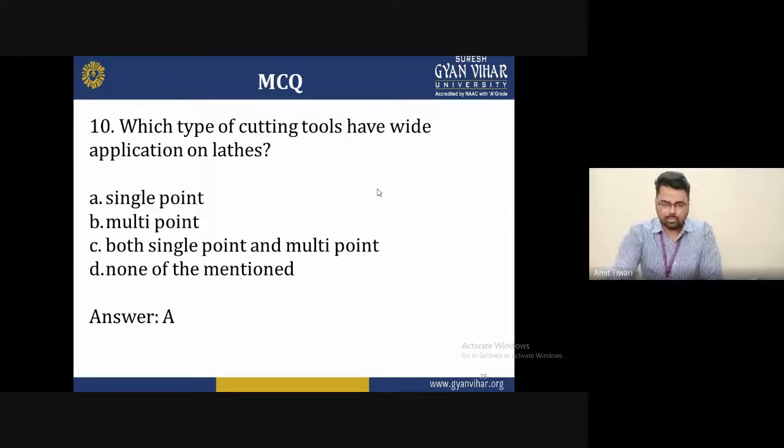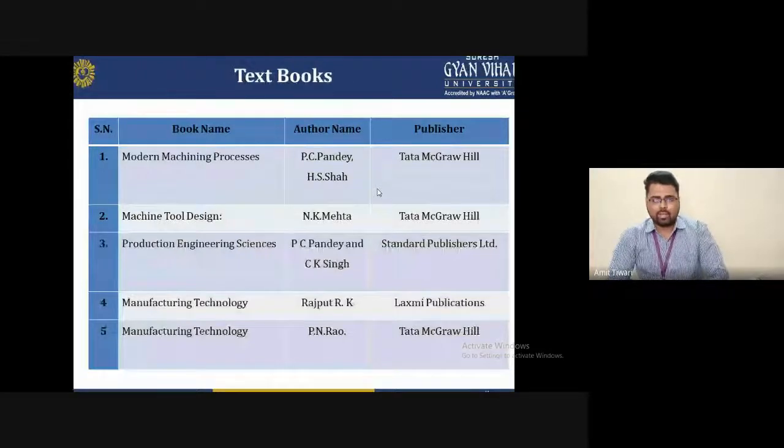These are some questions I asked for understanding the lecture. At the end, these are some books I recommend for reading, making notes, or getting detailed knowledge about this lecture. These are the book names, authors and publishers, all standard publishers and reputed authors, for getting knowledge about this lecture series, machining science and machine tools.